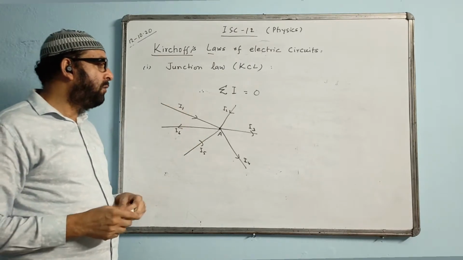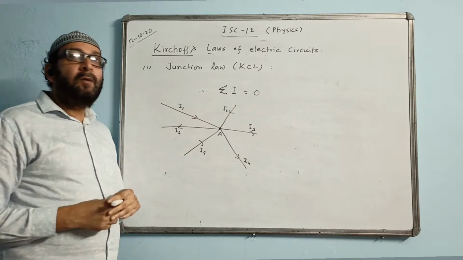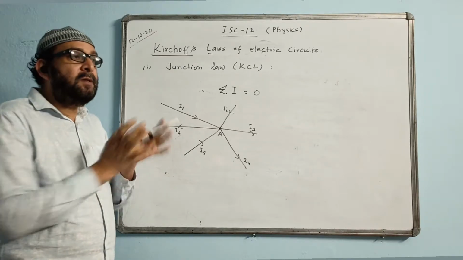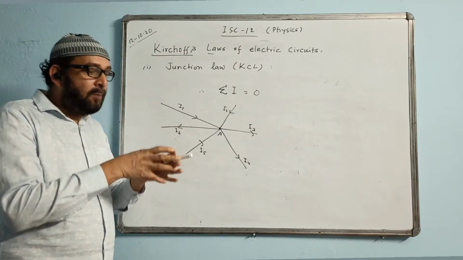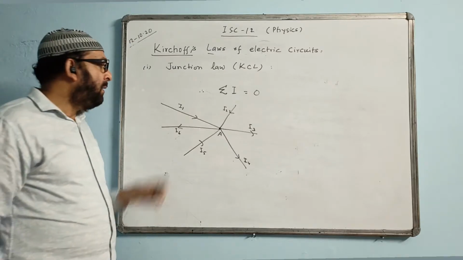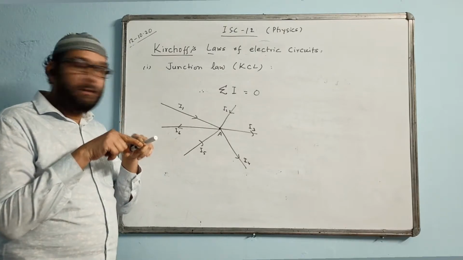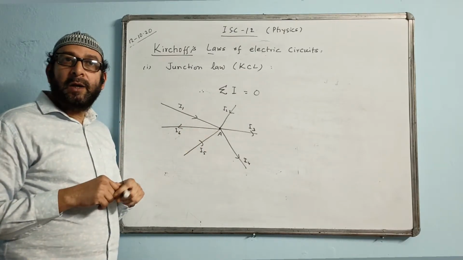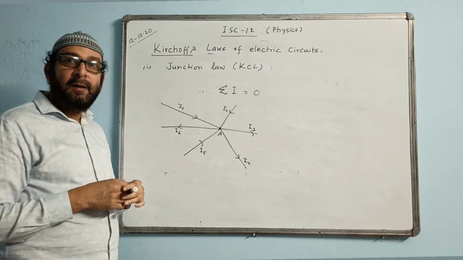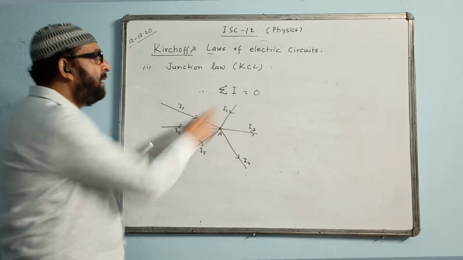How do we apply this law? The law says sum of all currents should be 0. That means law of conservation of charges, which means charges are neither created nor destroyed. Whatever charges you supply in the system, from there only we are distributing, and when you put them together we get the same charges back. So here the rule says the current approaching the point should be given a positive sign, and the currents going away from the point should be given a negative sign.